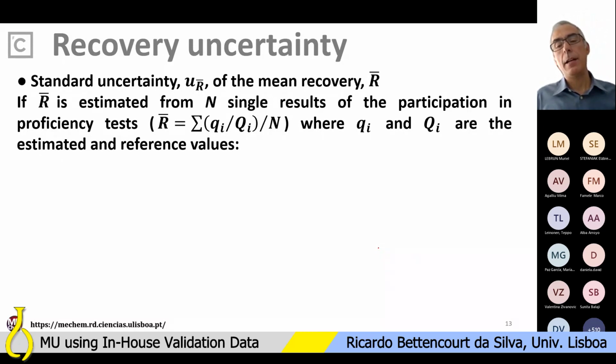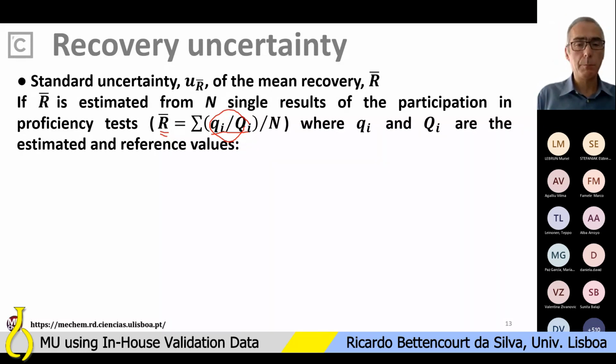And in cases where the sample from the proficiency test is only analyzed once, okay? If it is analyzed more times, you can adjust the formulas, but it will be a little more complex than this one. In this case, the mean recovery will be the mean of all recoveries, where each recovery is calculated by this term, the ratio between the measured value and the reference value. So lowercase q for the measured quantity, uppercase Q for the reference value of that quantity.